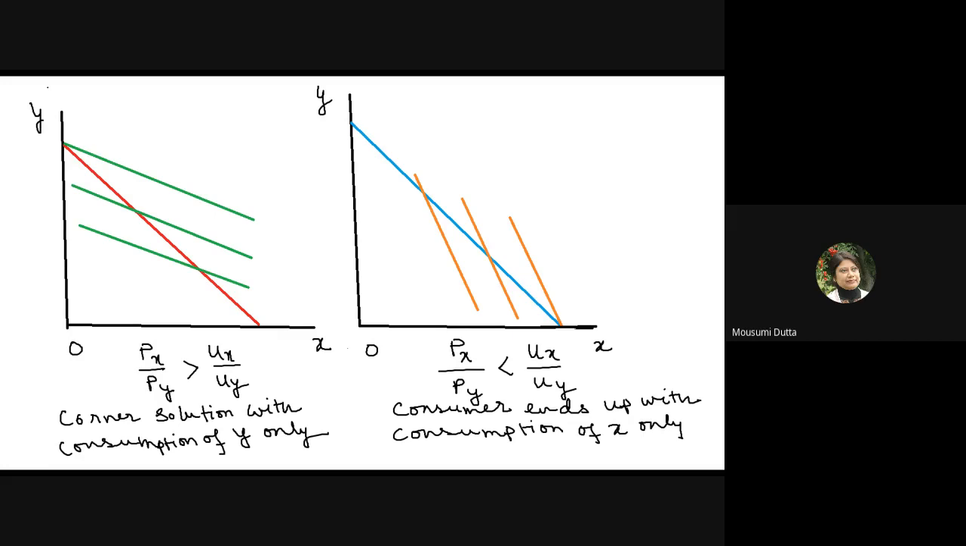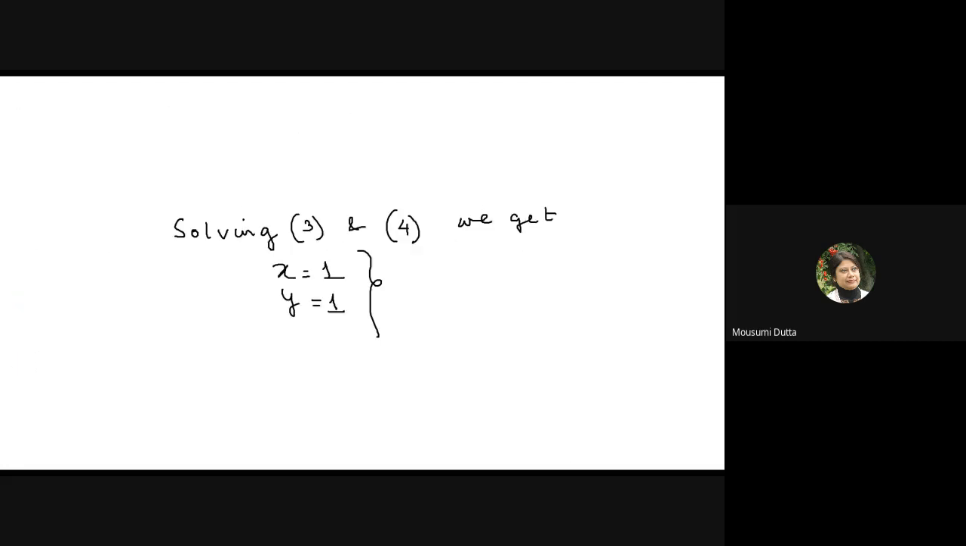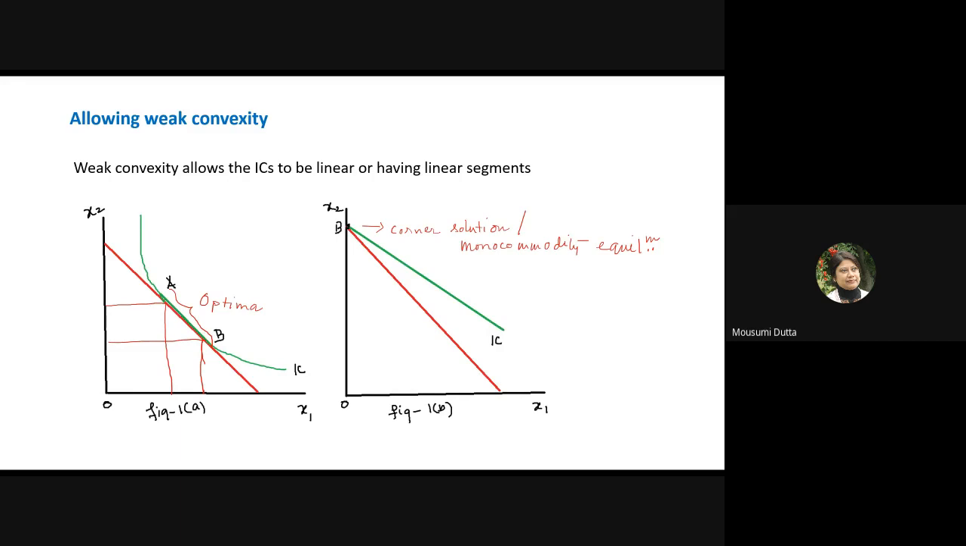Okay, so now give the heading some special cases. So now I am going to analyze the concept of consumer's equilibrium for different special cases. The first is allowing weak convexity. First case, number one, allowing weak convexity.